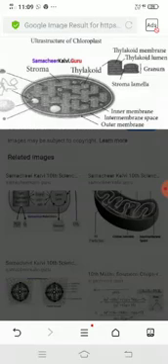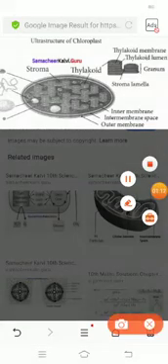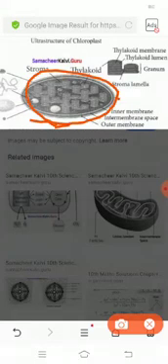You see that chloroplast? It is oval in shape. The diameter is only 2 to 10 micrometer. Next, the thickness is 1 to 2 micrometer. This micro means a very, very small unit.